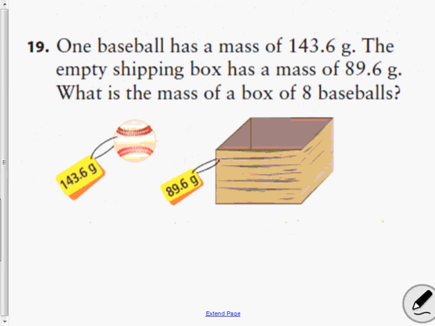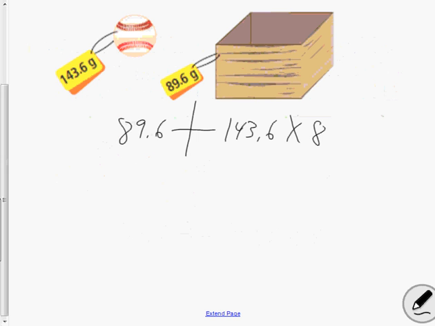And the last question, one baseball has a mass of 143.6 grams. The empty shipping box has a mass of 89.6 grams. What is the mass of the box and 8 baseballs? So the box is this. Add to that 143.6 times 8. So the first thing I'm going to do is not find out what the mass of the box is because I already know that, so I'm going to leave that alone. But I am going to find out what the product of these two is.